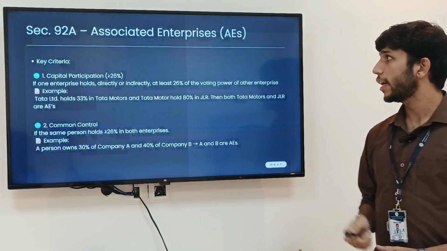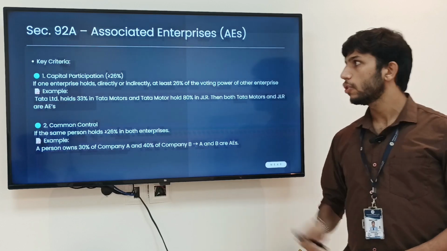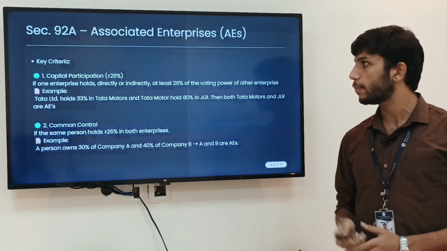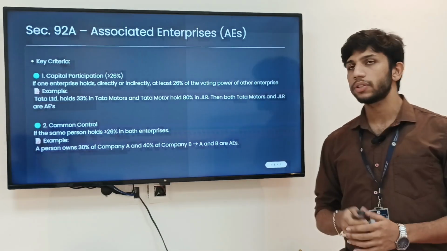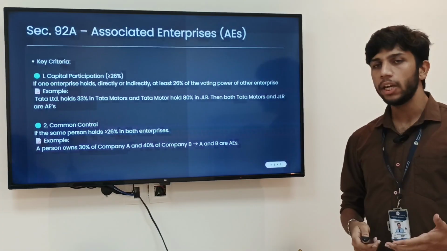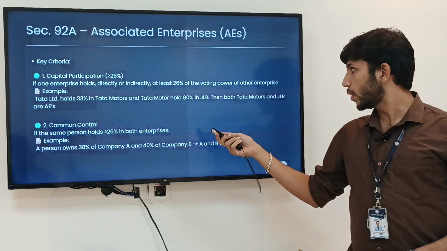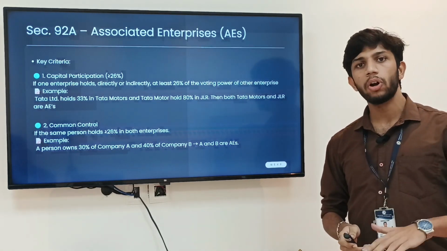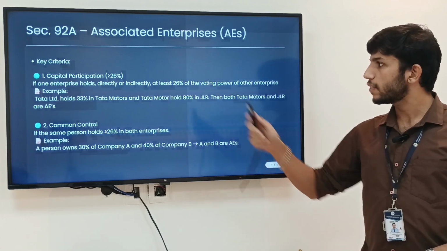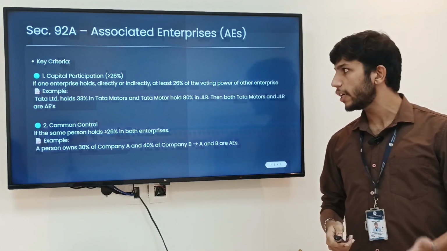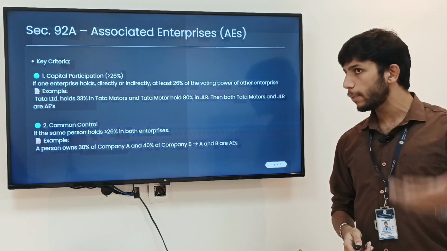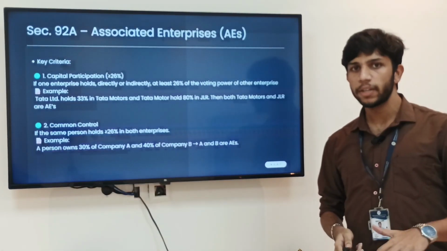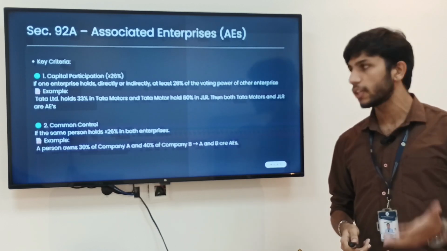Now let us look at Section 92A, that is, associated enterprises. These are the criteria to classify an enterprise as an associated enterprise. The first one is capital participation. If one enterprise holds, directly or indirectly, at least 26% of the voting power of the other enterprise, then both enterprises will be called associated enterprises. For example, Tata Limited holds 33% in Tata Motors and Tata Motors holds 80% in JLR. Then both Tata Motors and JLR are associated enterprises because Tata Motors holds more than 26% in JLR.